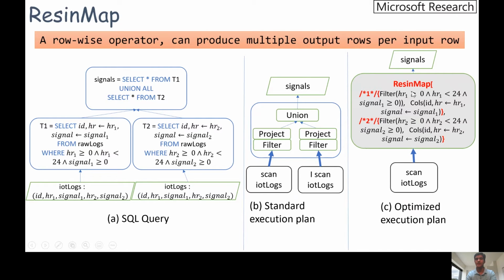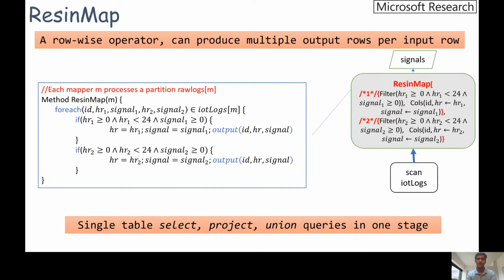So what you see here is a RESIN map with 2 contexts, which represent the 2 rows that could be output for each input row of IoT logs by the union operator. And then we add an implementation of the RESIN map, which takes the parameters that the RESIN map has and produces the code as shown here, which does what you would expect. It takes each row from the table and then applies appropriate filters and produces 2 outputs if both the filters are satisfied.